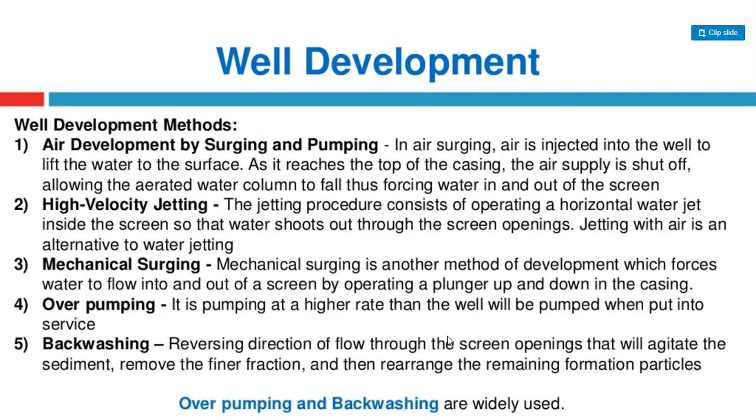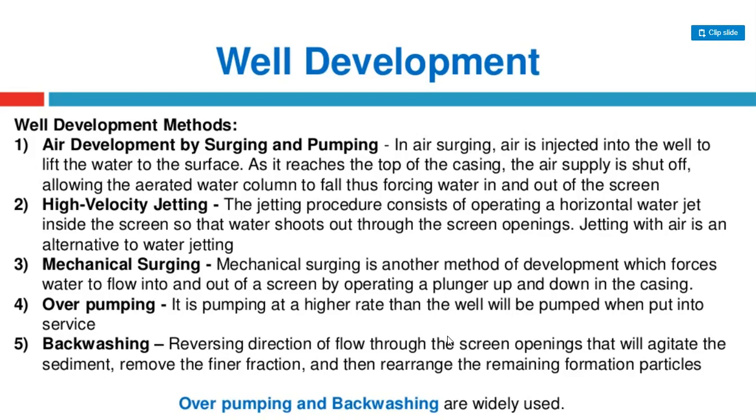The well development methods: air development by surging and pumping. In air surging, air is injected into the well to lift the water to the surface. As it reaches the top of the casing, the air supply is shut off, allowing the aerated water column to fall, thus forcing water in and out of the screen.